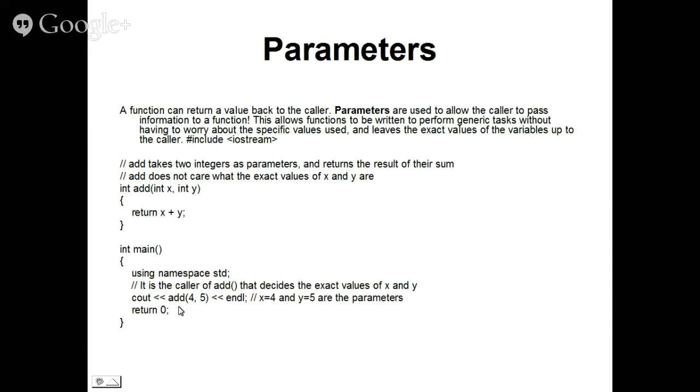What happens is, when you say cout add 4 comma 5, the control is given to add here, x gets the number 4, y gets the number 5, and we get a return of 4 plus 5, that is 9. That is displayed on the screen with this cout statement. And return 0 makes the program complete and your program finishes execution. That is how we pass parameters to our function.